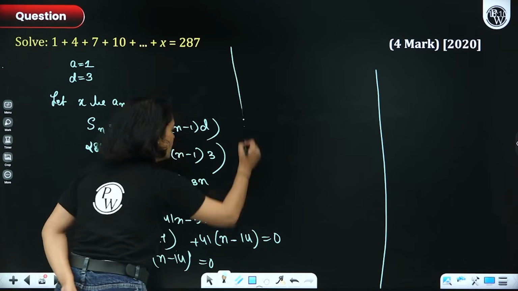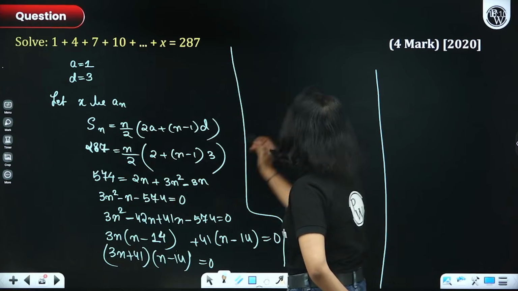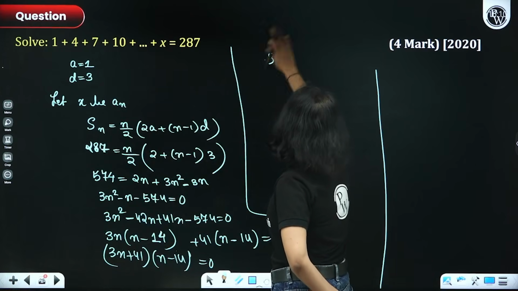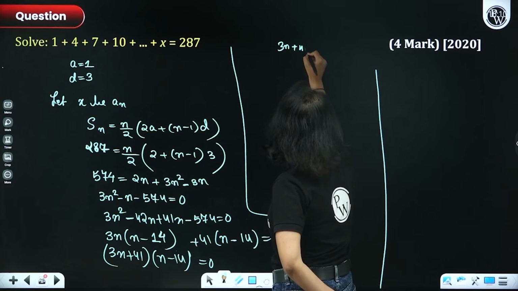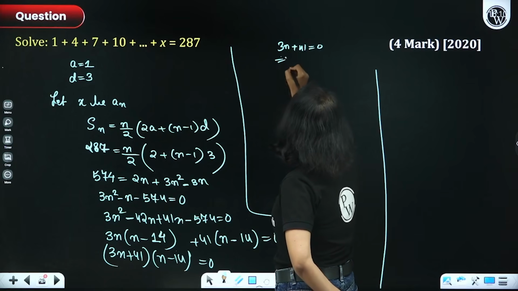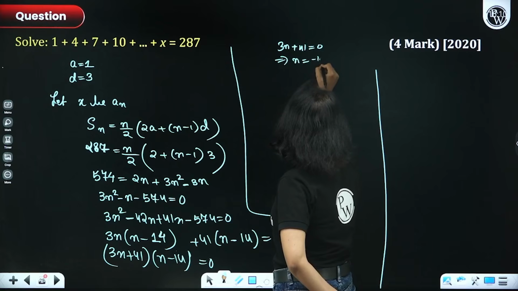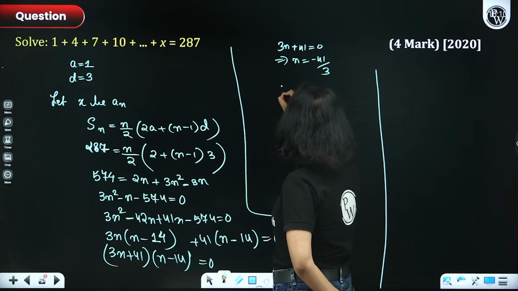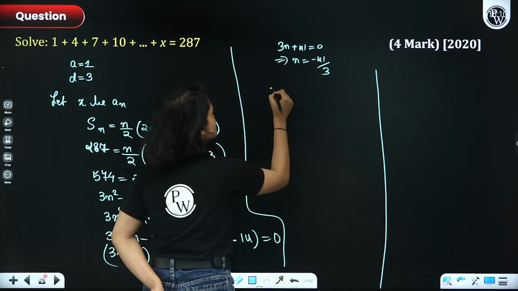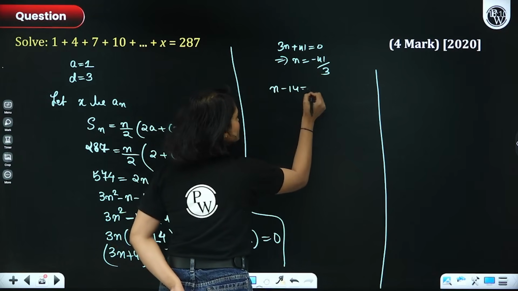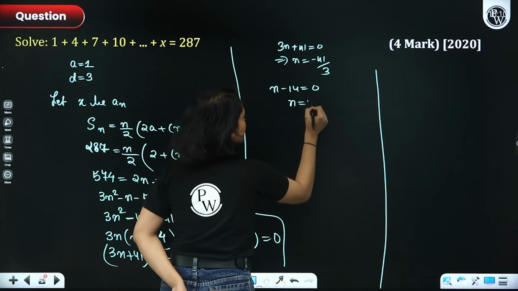Now from here you can clearly see everyone that 3n plus 41 is equals to 0. This tells us that n would be negative 41 by 3, or it would be that n minus 14 is equals to 0. Now this tells us that n would be 14.